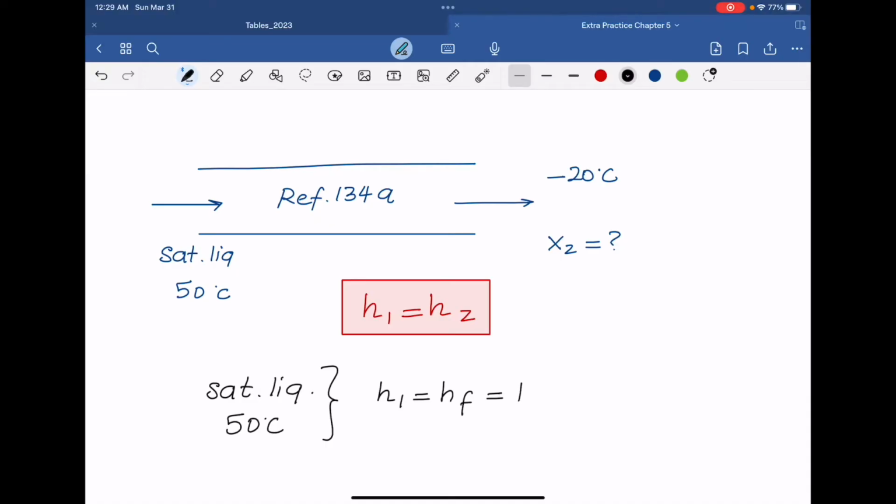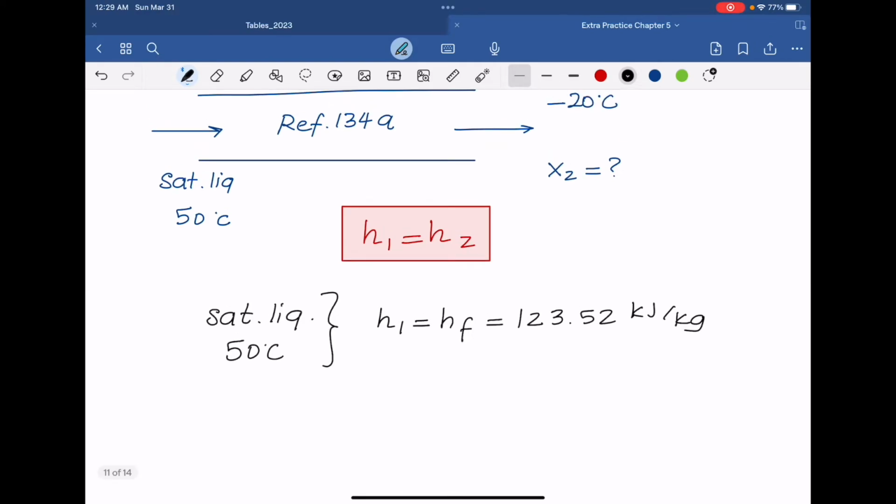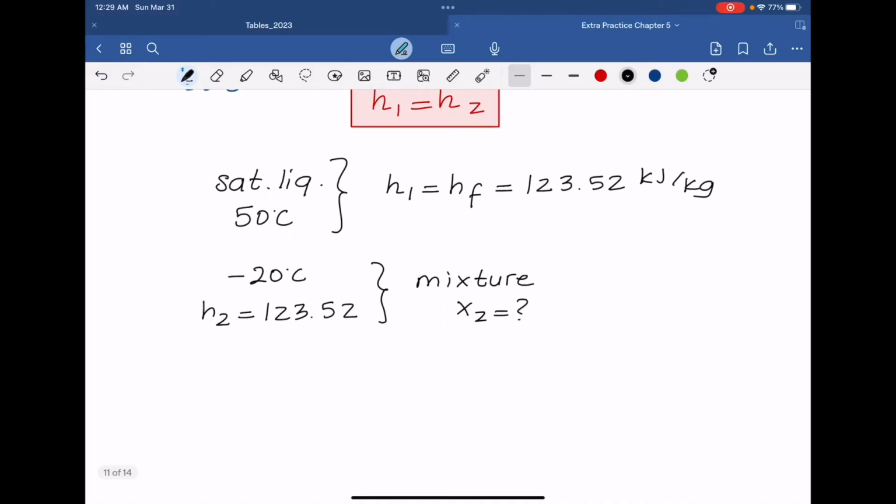At that temperature, 123.52. Okay, and at the exit, this is the same enthalpy. So minus 20 is the temperature, and enthalpy is 123.52. Now this should give you that it's a mixture, because it's a hint there's already a quality they're asking for, but the properties can also lead you, like it being minus 20 and the enthalpy 123.52. This should also tell you you have a mixture.